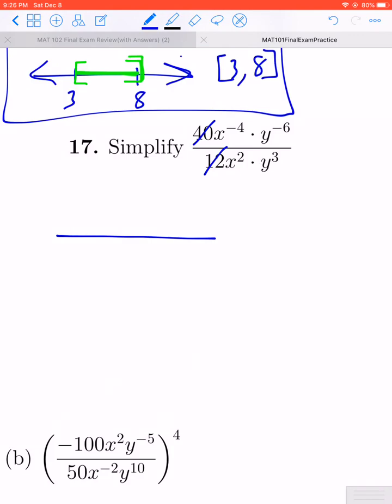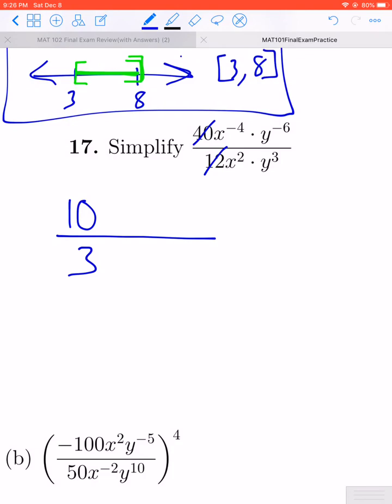4 will go into 40 10 times. 4 will go into 12 3 times. So I'm going to have a coefficient of 10 up top and 3 on the bottom. If I look at my x's, I have x to the negative fourth in the numerator, and I have x to the second in the denominator. There's a couple of different equivalent ways you can think about this, but generally speaking, whichever piece had the most amount of x's is where the x's will end up in your final expression. Because I had more x's in the denominator, that's where my x's will stay.